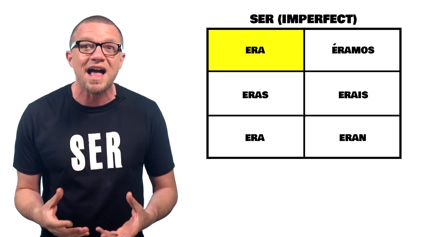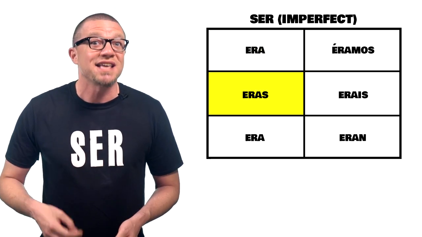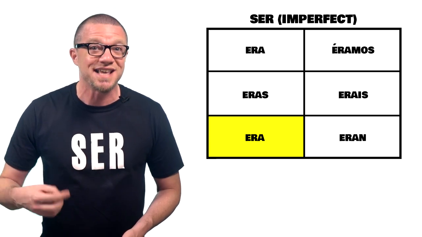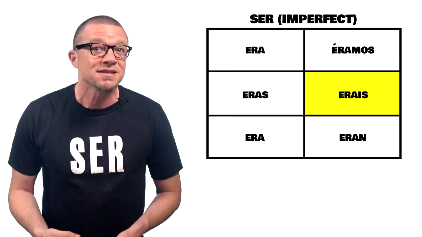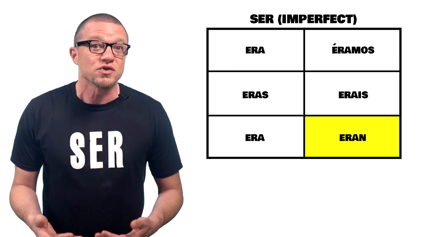What matters is, deep in your soul, you just feel that I was, with ser in the imperfect now, is era. Normal you were is eras. Formal you were is era. He was or she was is era. We were is éramos. Normal you all were is erais, only in Spain. Formal you all were is eran. Then they were is also eran.